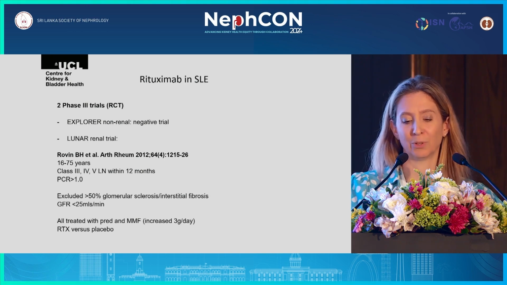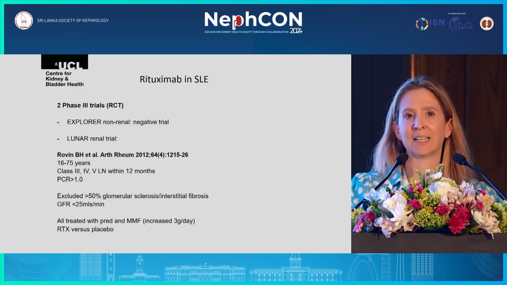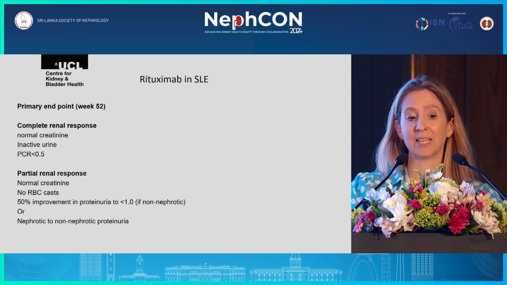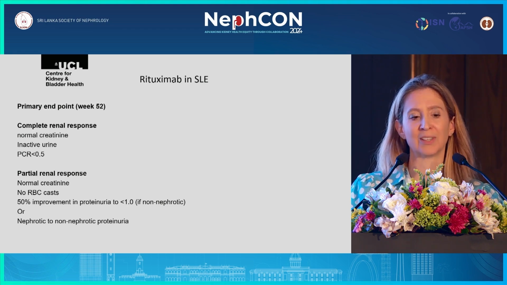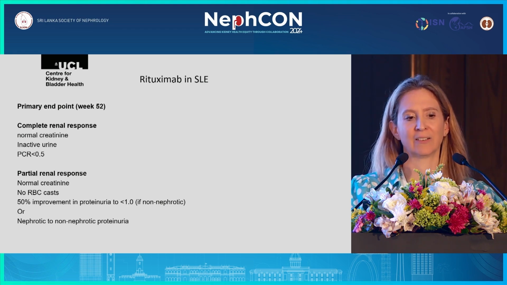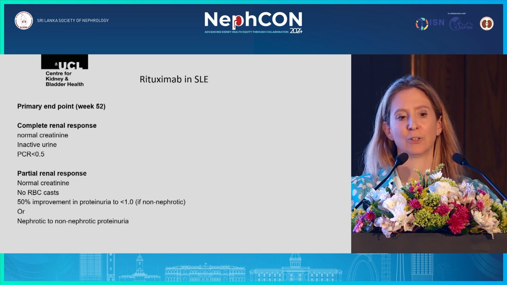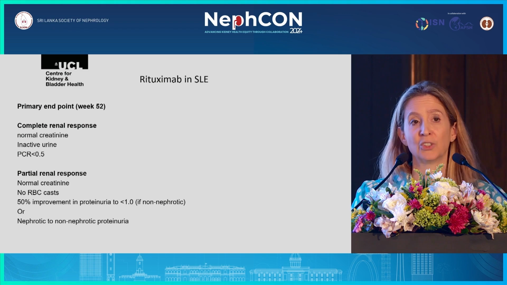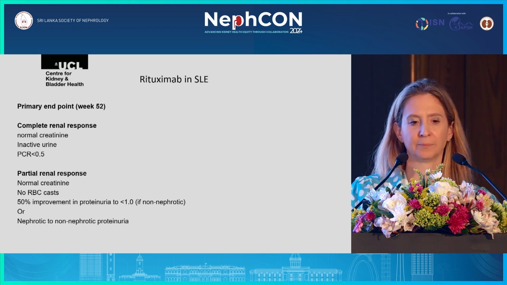I think the important point here was very high doses of MMF, the maximum 3 grams a day, and it compared rituximab versus placebo. The primary endpoint out to a year looks at a complete renal response. This is very, very strict criteria: normal creatinine, inactive urine, no proteinuria, so very tight. And also partial renal response, which did allow a bit more proteinuria.